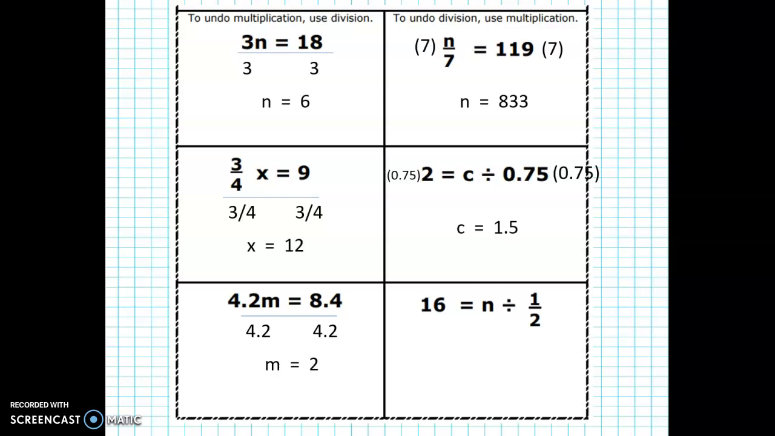16 equals n divided by 1/2. Again, we just multiply both sides of the equation by 1/2. 1/2 times 16, n equals 8. 8 divided by 1/2 gives us 16.